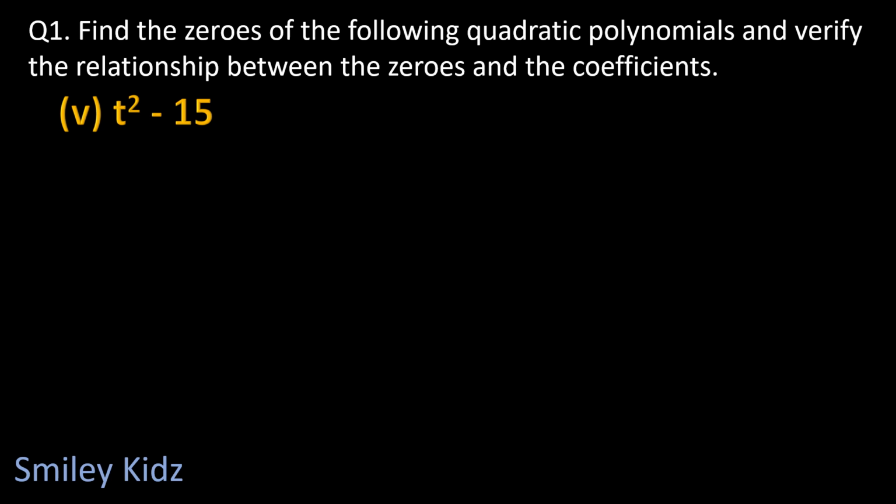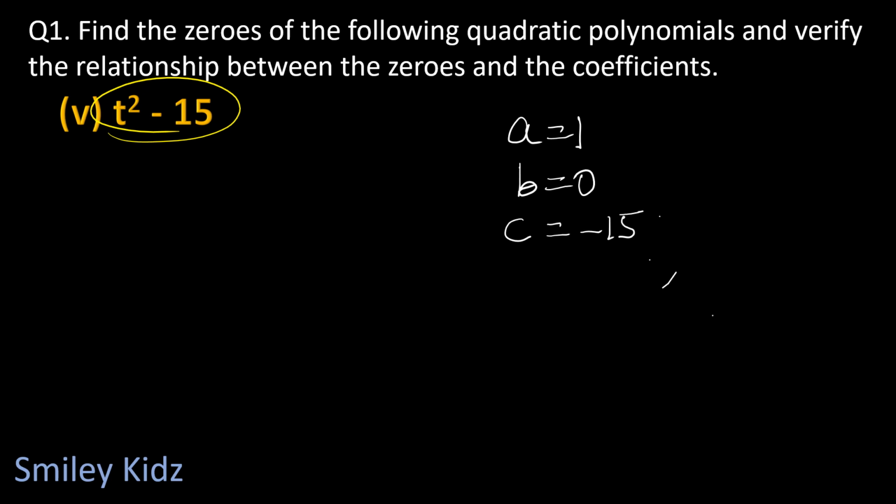Now here we have t square minus 15. Here we are able to clearly observe that the value of a is 1, b is 0 and c is minus 15 according to the question we have. Now how do we find out the zeros of the quadratic polynomial? Just by looking at this.